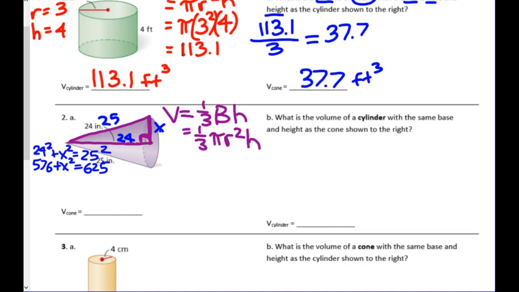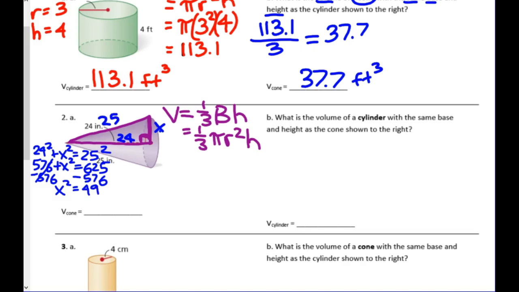Okay, now, next step. Notice how on the side with x, I have 576. I have to subtract it to get it to the other side. We always do the opposite, so minus 576. 625 minus 576 gives me 49.